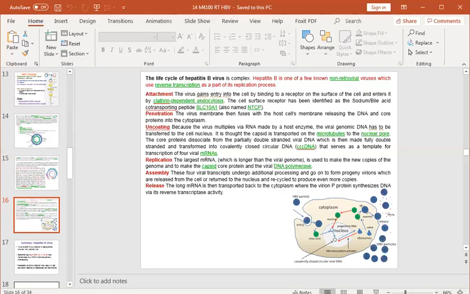The life cycle is a little complicated, and another unique thing about hepatitis B is that it is one of the very few known non-retroviral viruses that still uses RT, or reverse transcription, as part of the entire process of its DNA replication. So that's another unique thing about it.